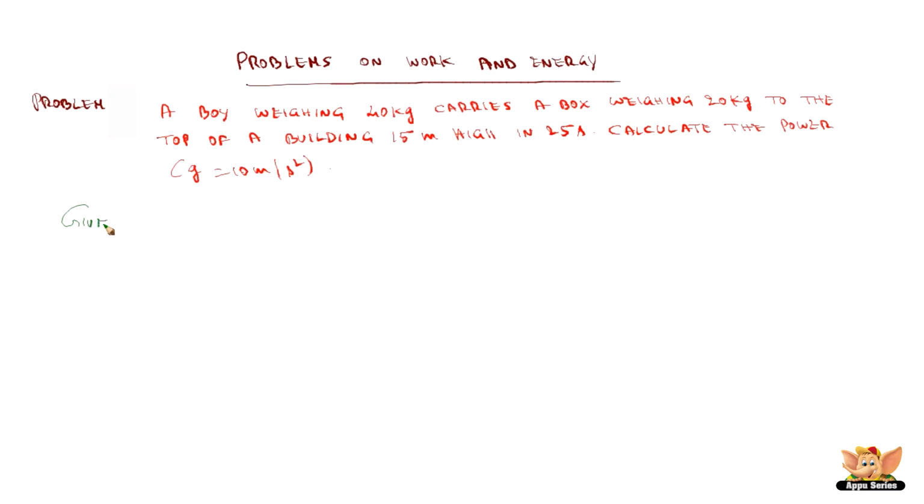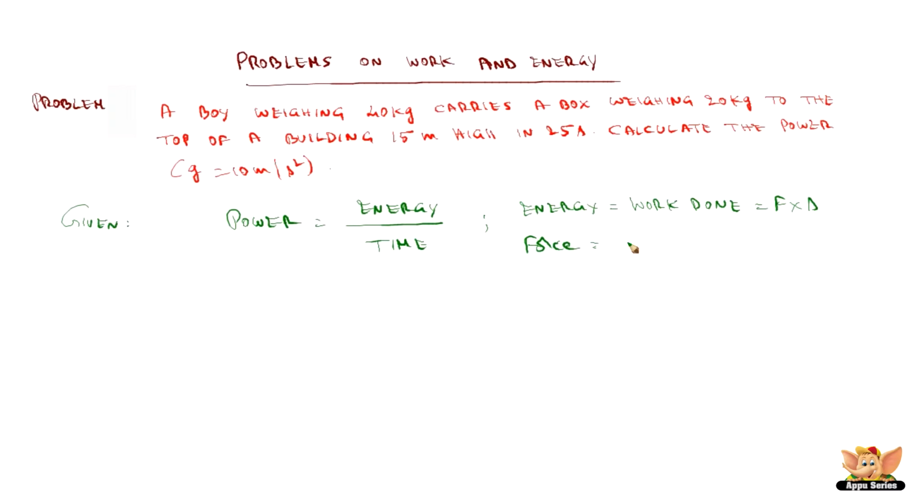Now to calculate power, we need the energy. So power is energy by time. In this case, we need to find the energy. Now energy is work done. Work done is force into distance. And force is mg, which is mass into acceleration due to gravity.